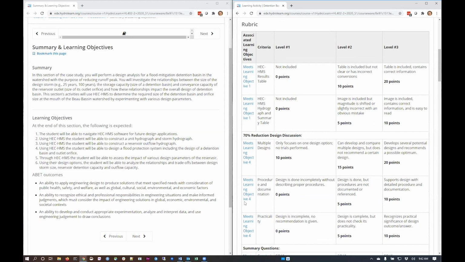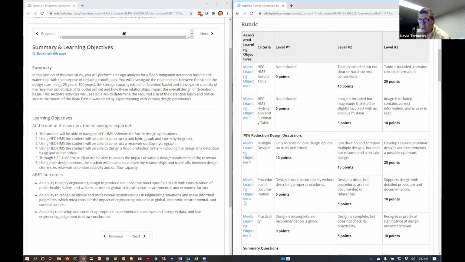Yeah, you would have to either map the entire assignment to one outcome, or you'd have to break it up and have, you know, like we have here for the learning objectives. So I don't know if that's a goal of Hydrolearn, but it's what we're expected to do for ABET.